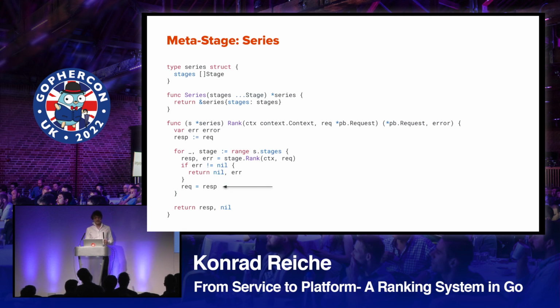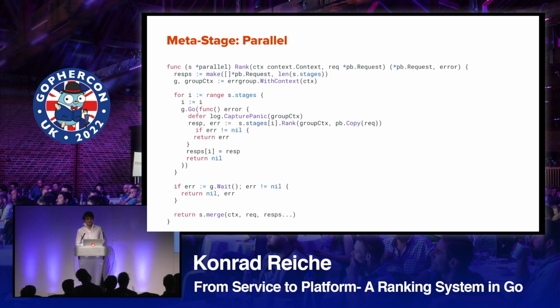But the important part happens here. We set the input of the next stage to the response of the previous stage. More complex is the parallel stage. Okay, a lot of things going on here. So we don't use Go routines directly. Instead, we're using the errgroup package.